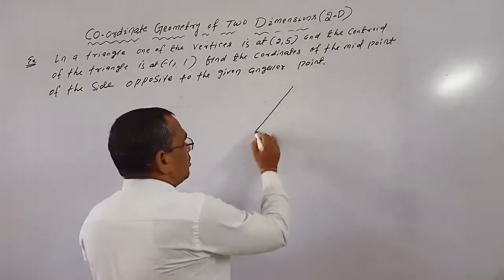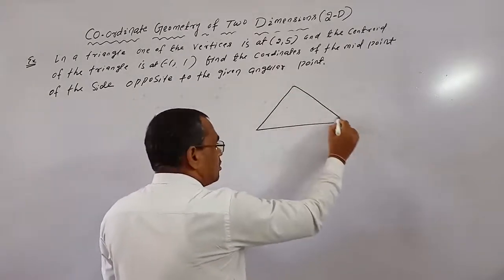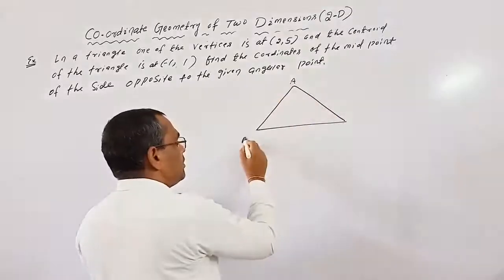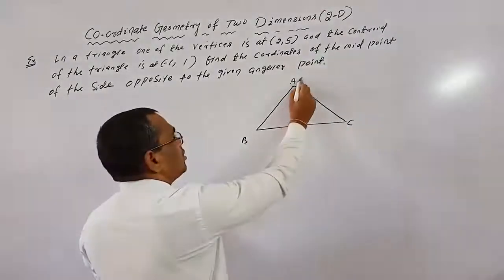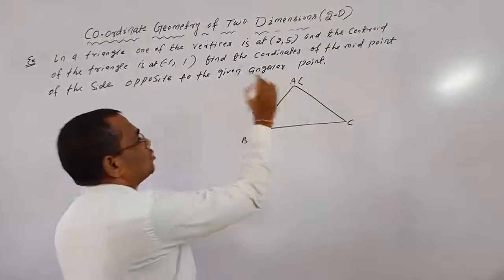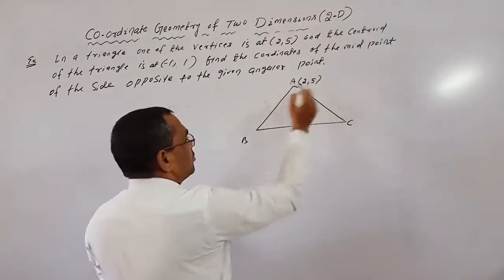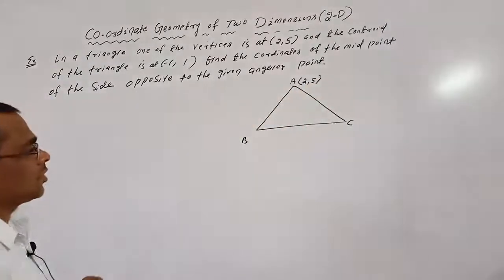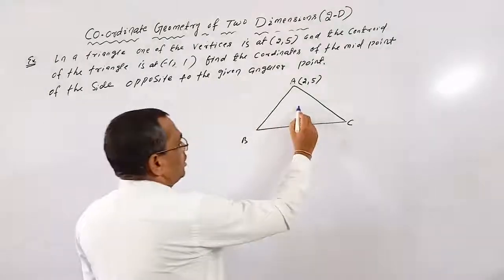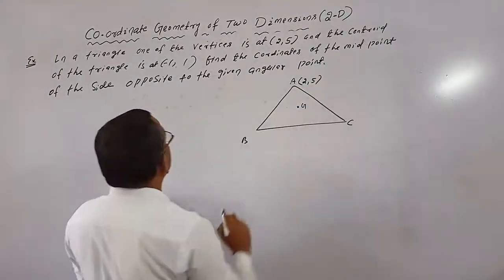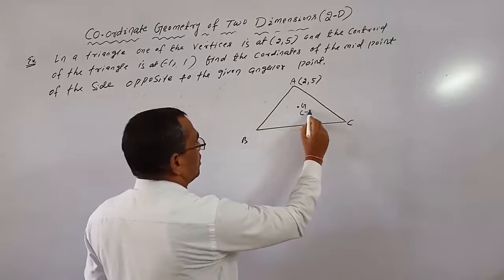This is a triangle. Suppose A, B, C are the vertices. We take one vertex as 2 comma 5. This point we take as 2 comma 5. Here the centroid G is also given. So G is minus 1 comma 1.